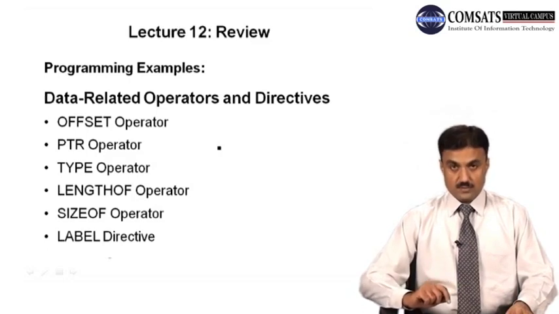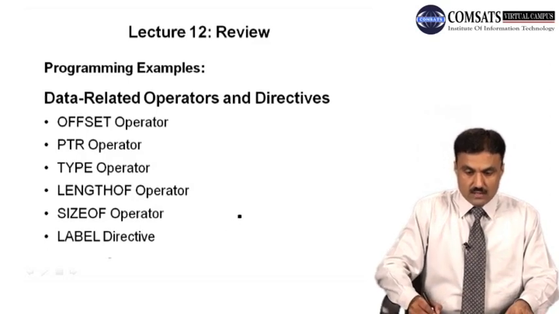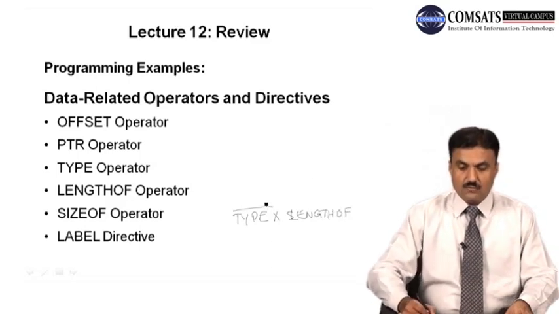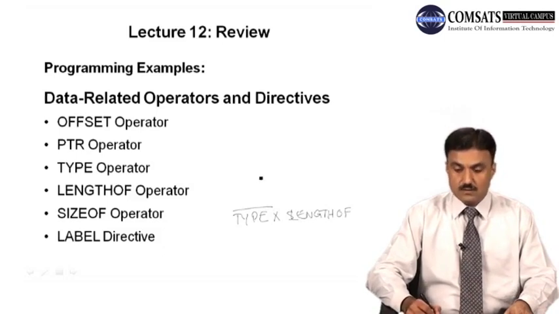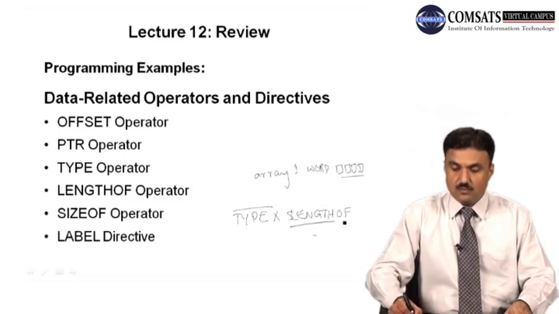Then the size of operator, as we discussed, is the combination of two. It will return the type multiplied with the length of. For example, if we define a word array, array 1 is of type word, and then we define multiple elements, for example 4 or 5 elements. The length of operator will just give us how many elements.